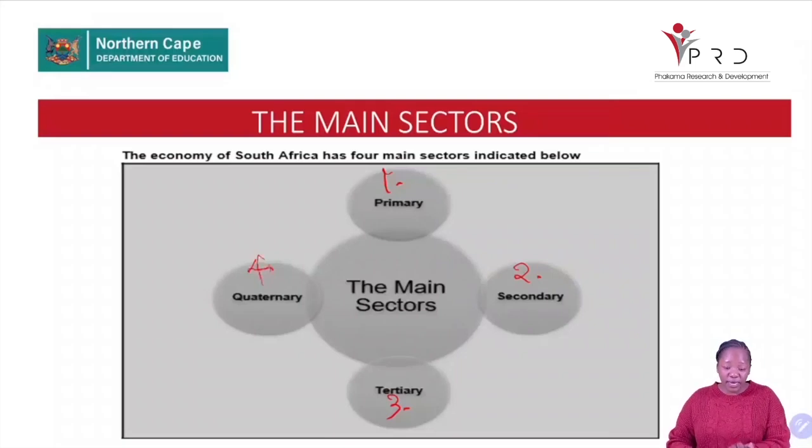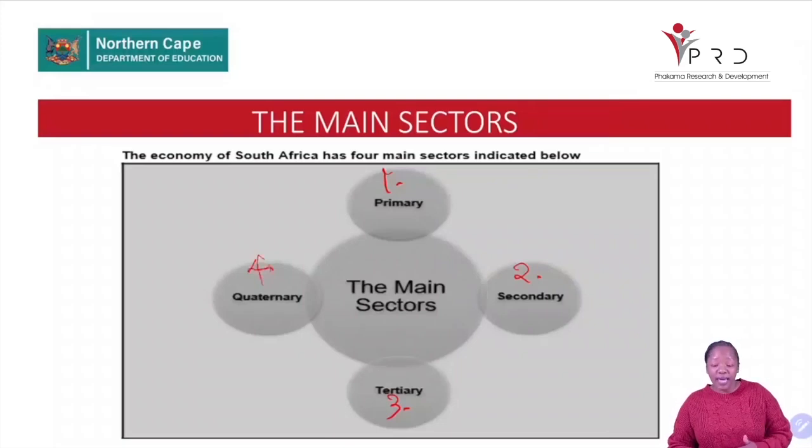If we may repeat together, number one is the primary sector. What does the primary sector deal with? They are dealing with the extraction of raw material. And then secondly, we've got the secondary sector. The secondary sector deals with the manufacturing as well as processing of the raw material, which means the primary sector gets to feed the secondary sector so that the industries will be stimulated because of the availability of raw material from the primary sector.